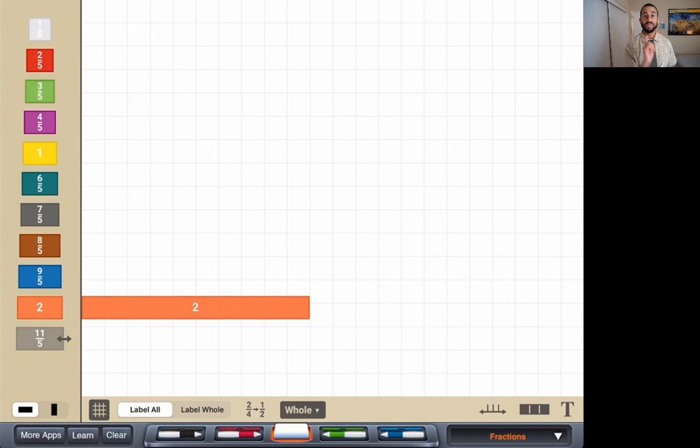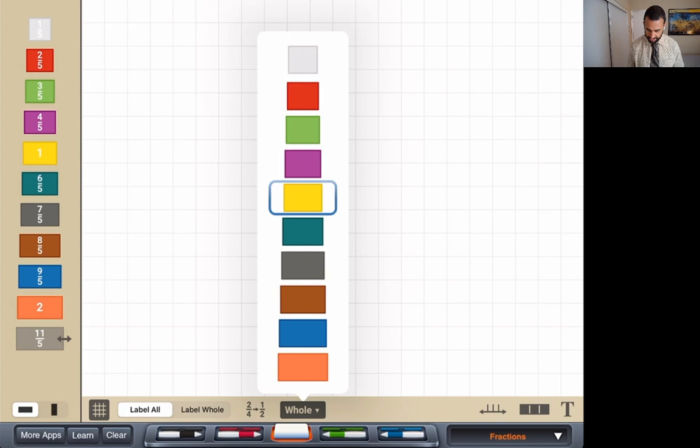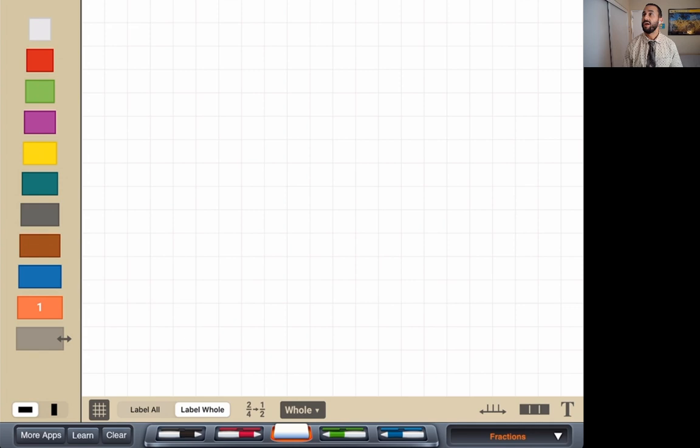Let's do 1/6 plus 1/3. So I'm going to clear everything, and I'm going to choose the unit to be the orange bar. I'm just going to label the whole unit. So I need to pick a block that I can cut up into 6 equal sized pieces. Well, luckily these are centimeter rods, and so there is one that is exactly 6 pieces. That's the one I'm going to call the whole.